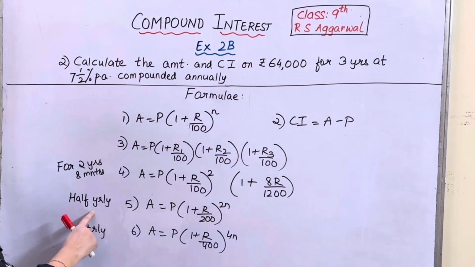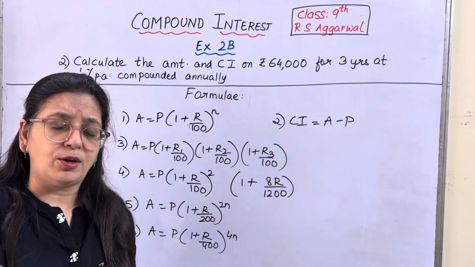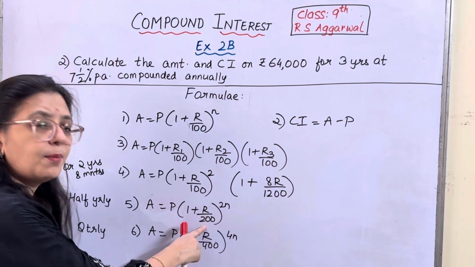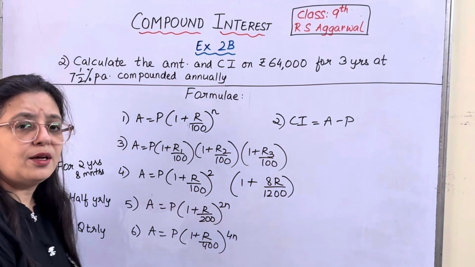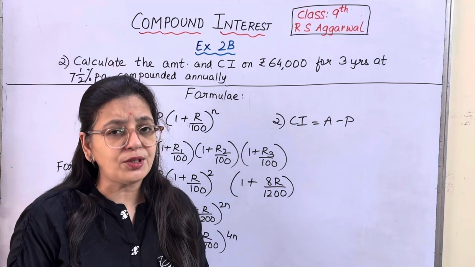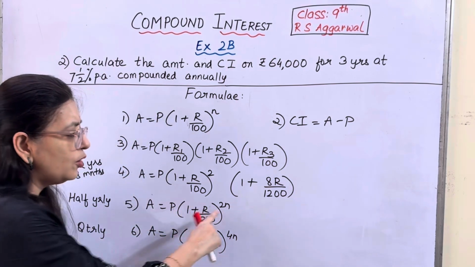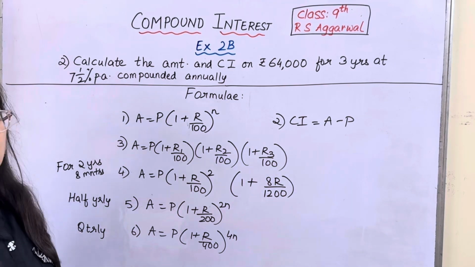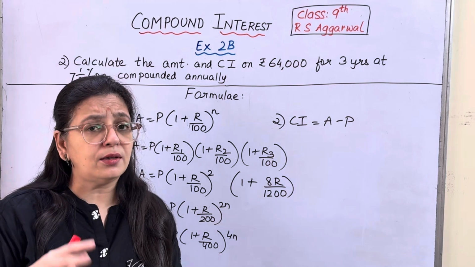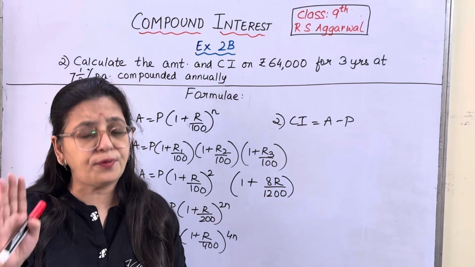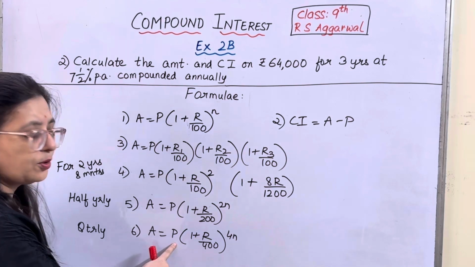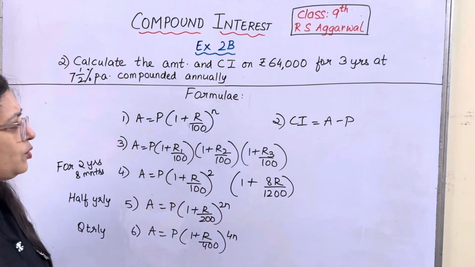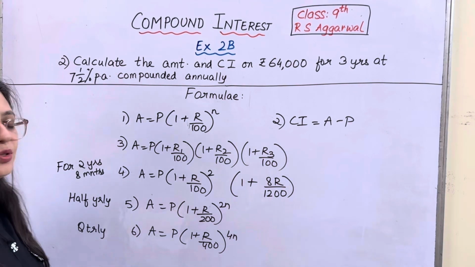Then what if the compound interest is calculated half yearly? Then the formula is A is equal to P times (1 plus R upon 200) raised to the power 2n, because half yearly means in a year it takes place 2 times. So if the number of years is 1, then 2 into 1 means twice. Quarterly means after every 3 months, so in a year you have to find the compound interest 4 times. So the formula is A is equal to P into (1 plus R upon 400) raised to the power 4n. Please note this down because the entire exercise is based on these formulas.